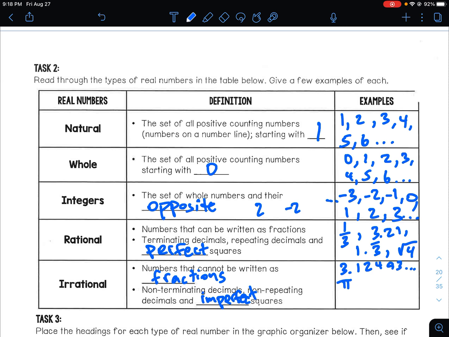You also have imperfect squares like the square root of 11. What times what equals 11? Well, it's hard to think of it because it's a weird imperfect square. It's got a decimal that goes on forever that doesn't repeat.